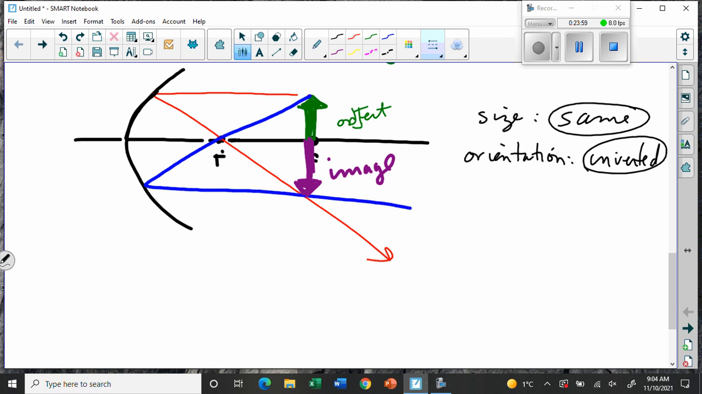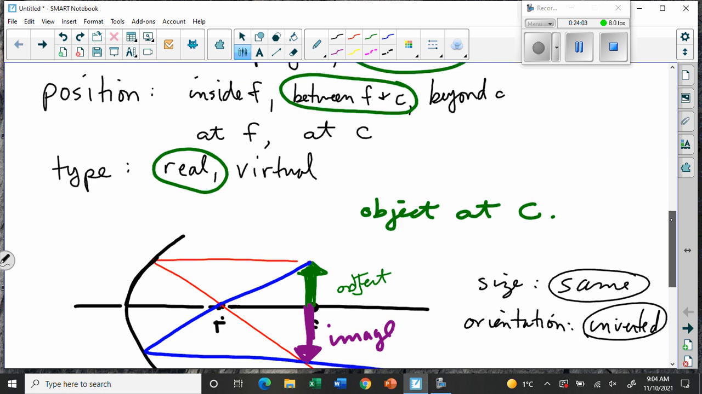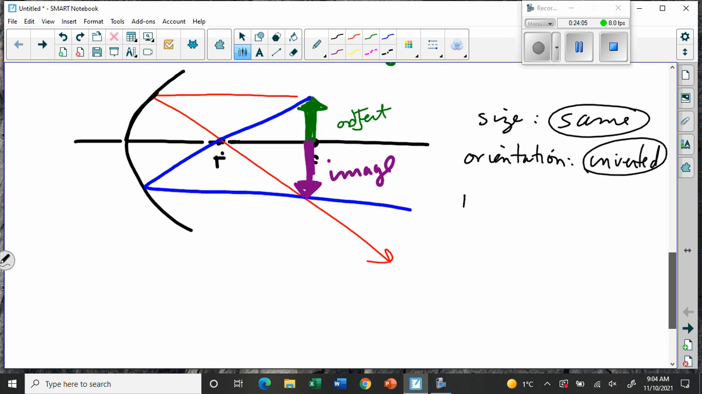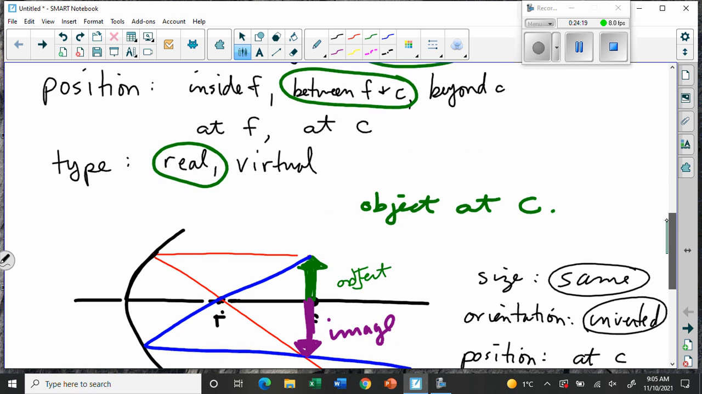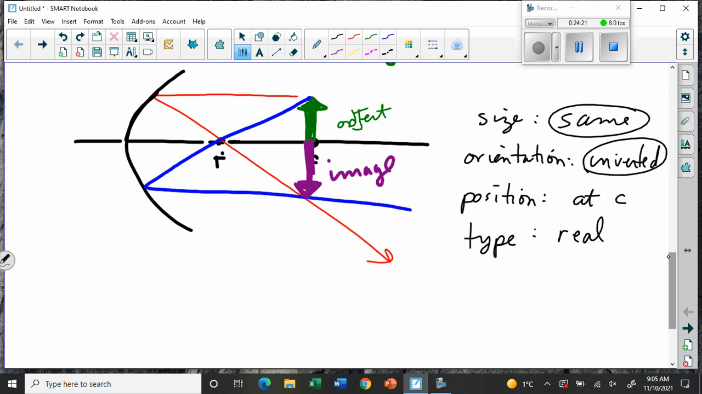The location, or the position, I think we used the word position before, right? So the position or location of the image is right on C, and the type of the image is, again, a real image. Real, just like the other one, because it's on the same side. Real image.